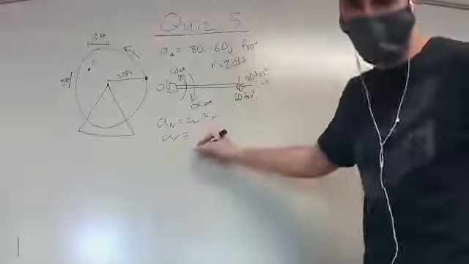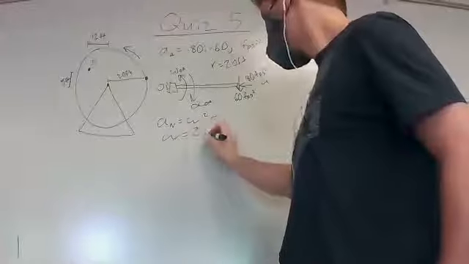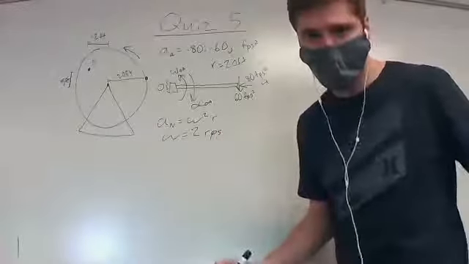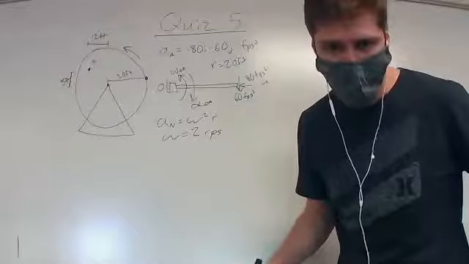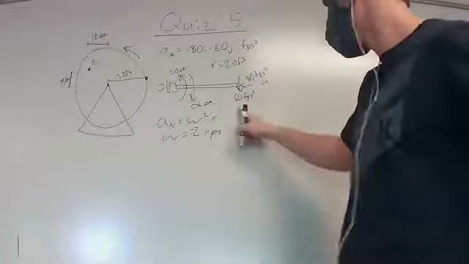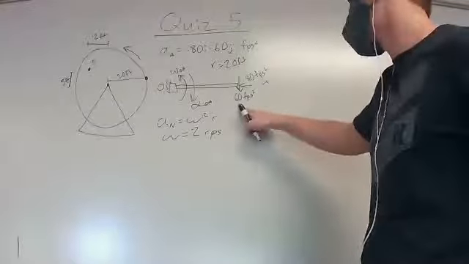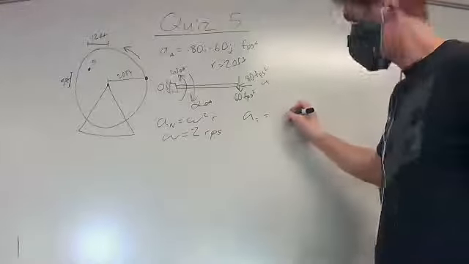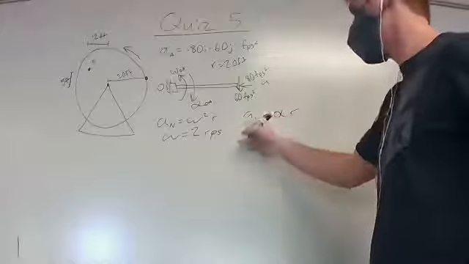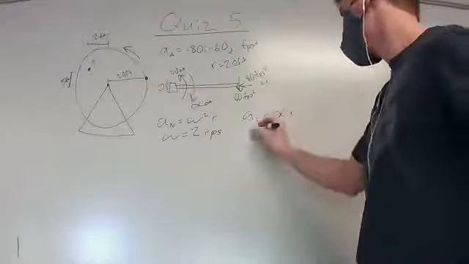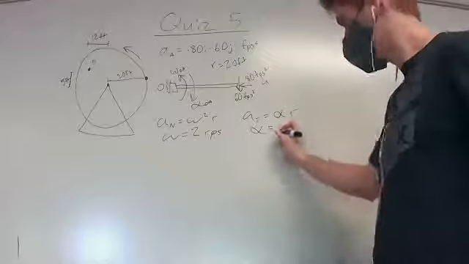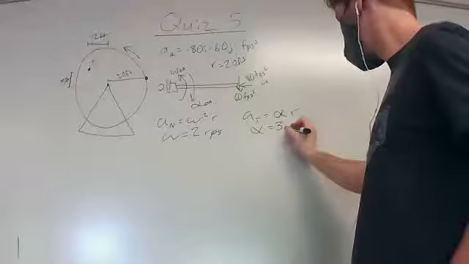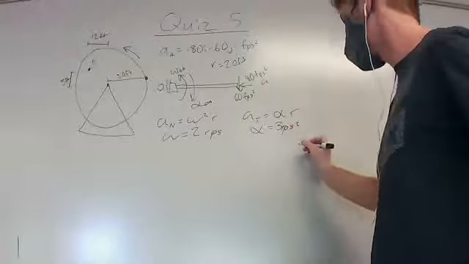We get that omega is equal to 2 RPS. And then we can take the tangential acceleration, which is our 60 here. We can say AT is equal to alpha times R. We know our AT, we know our R, so alpha has to be 3 RPS squared.